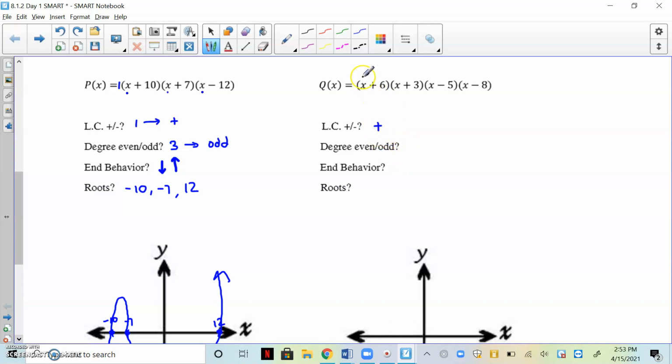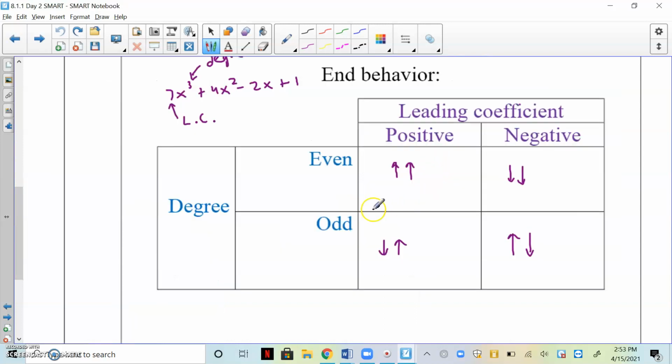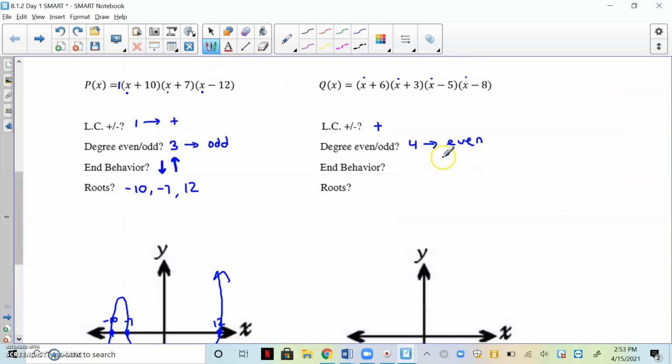Degree, we have to count how many x's are being multiplied. 1, 2, 3, 4. So this is a 4th degree, which means it's even this time. End behavior, because we're positive and even, let's go take a look. Positive, even, that means I'm going to have up, up end behavior.